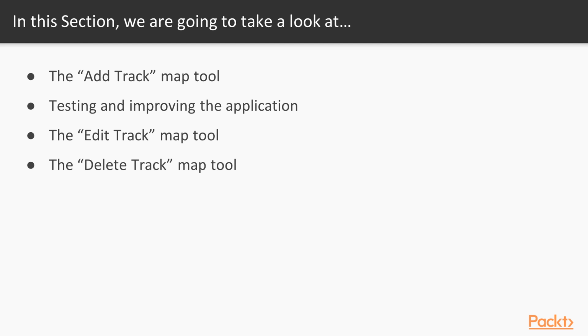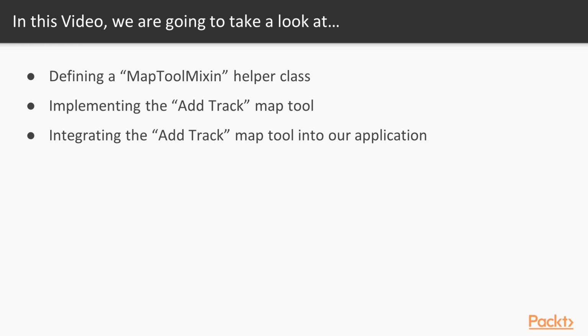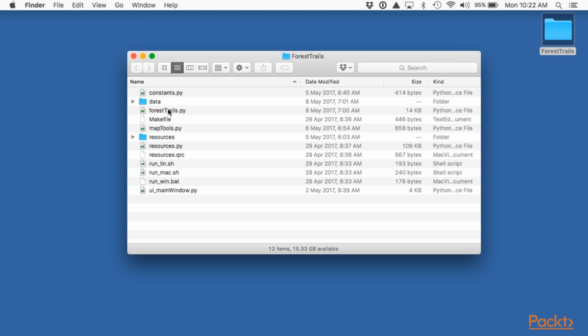In this first video, we will implement the Add Track map tool. This map tool lets the user add a new track to our ForestTrails system. We'll start by creating a helper class called MapToolMixin, which provides various helper methods we can use whenever we implement a new map tool. We'll then use this helper class to create the AddTrack tool and then add this tool to our application. Since we're going to create a new map tool, we'll put our code into the MapTools.py module.